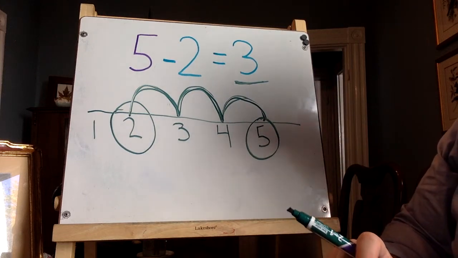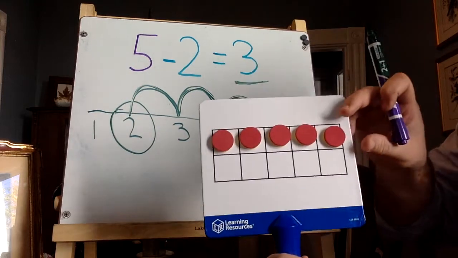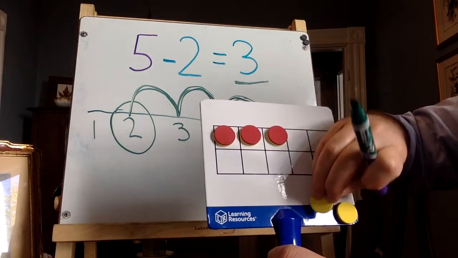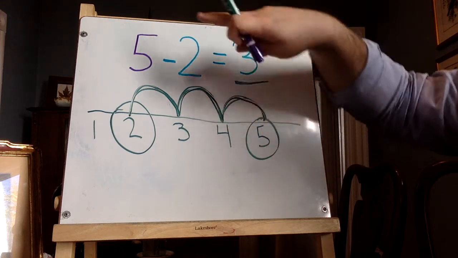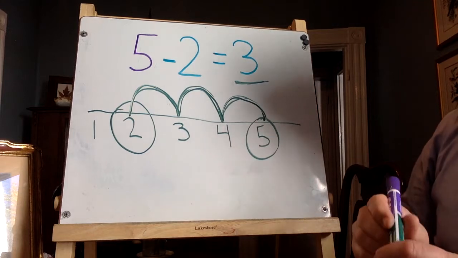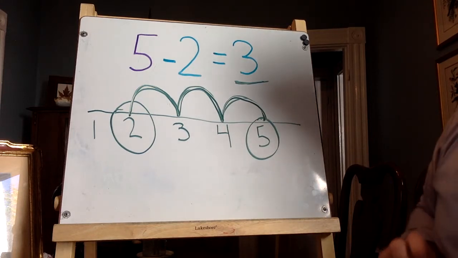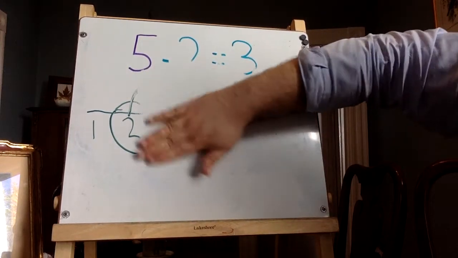So we can figure that out by taking some away, or by using a number line and jumping back to the number we're taking away. So let's try that with a different group of numbers.